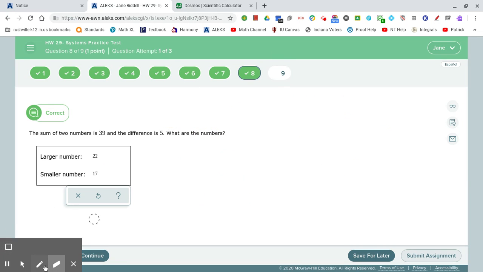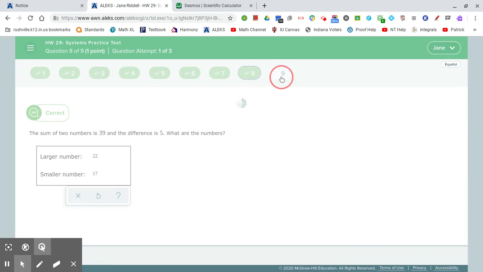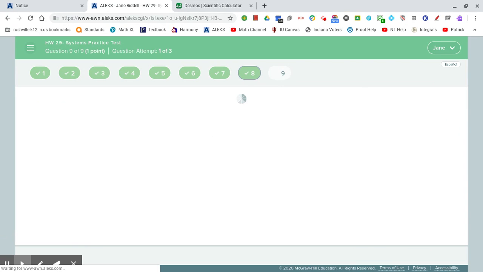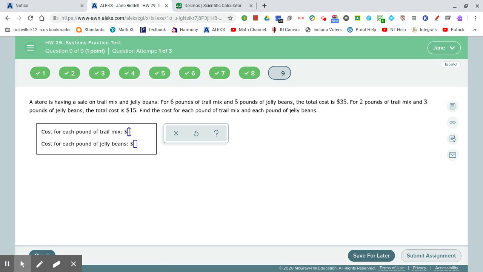The second word problem, we're going to go through and set it up the same way, only this time translating is going to be a little bit harder. So mine says a store is having a sale on trail mix and jelly beans. 6 pounds of trail mix and 5 pounds of jelly beans, the total cost is $35. For 2 pounds of trail mix and 3 pounds of jelly beans, the total cost is $15. Find the cost for each pound of trail mix and each pound of jelly beans.